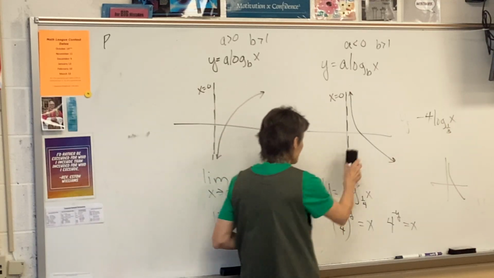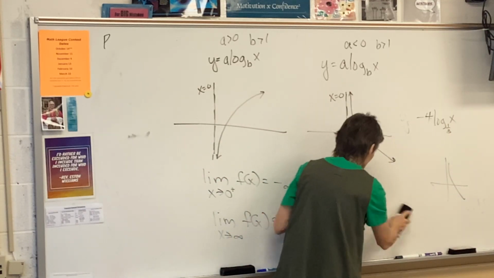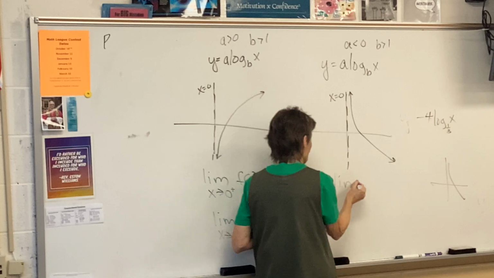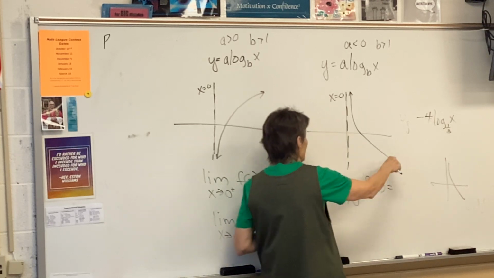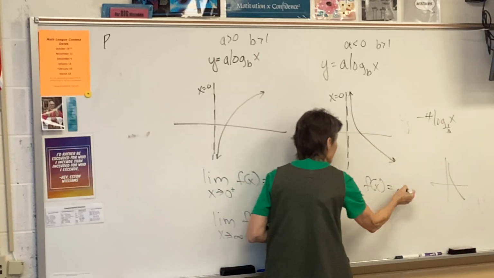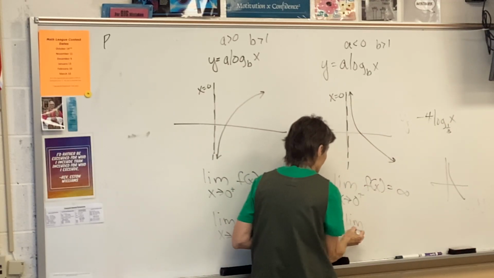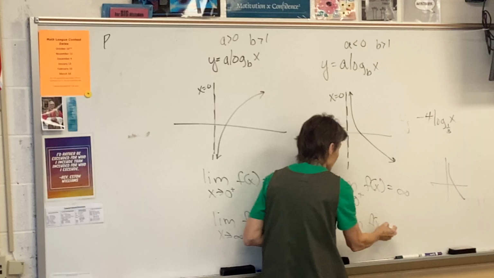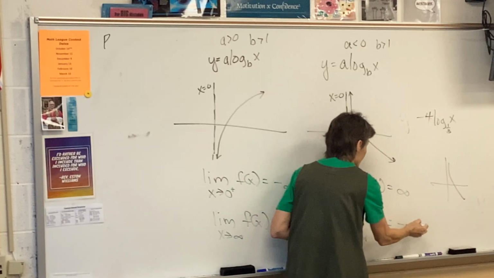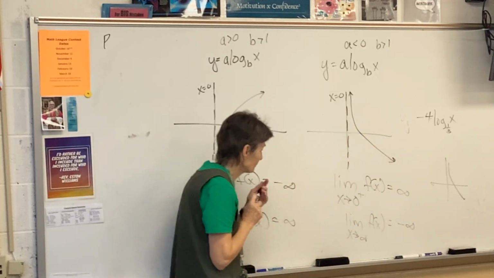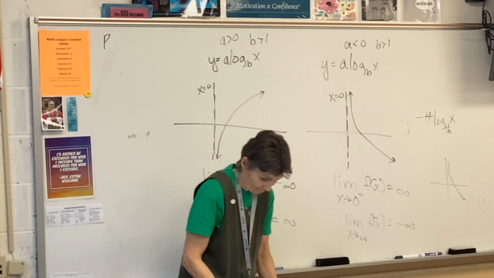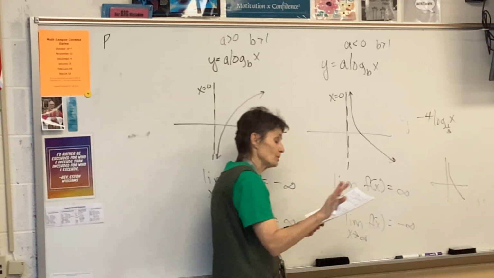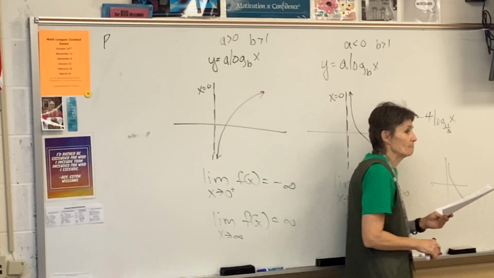So when I did this one, this picture, anything with this picture, as I approach 0, I'm going up. And as I approach infinity, I'm going down. All right, you and your partner try example 1.